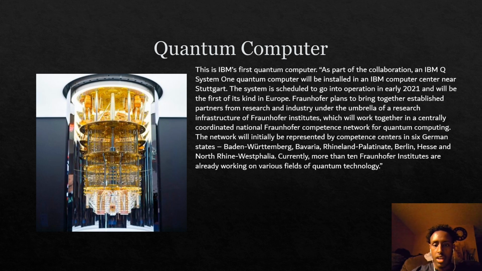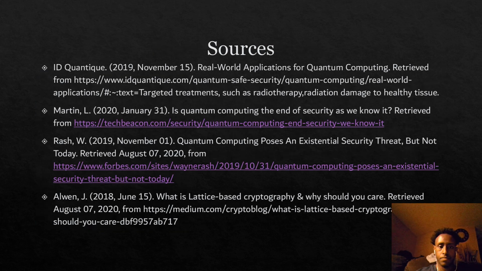Fraunhofer plans to bring together established partners from research and industry under the umbrella of a research infrastructure of Fraunhofer's institutes, which will work together in a centrally coordinated national Fraunhofer competency network for quantum computing. The network will initially be represented by quantum competence centers in 6 German states. More than 10 Fraunhofer institutes are already working on various fields of quantum technology.